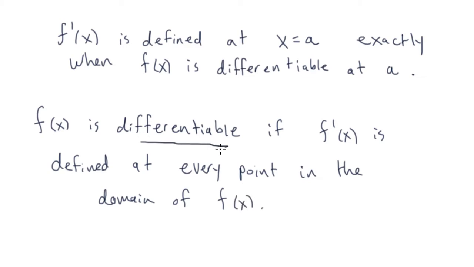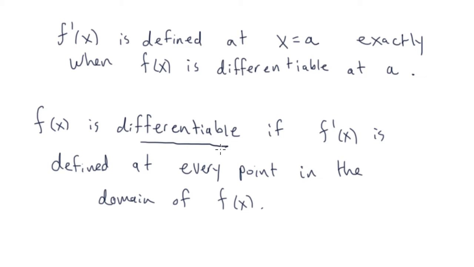So this is very similar to our conversation about a continuous function. So a function could be continuous at a point, but we also said a function was just a continuous function if it was continuous over its whole domain. Similarly here, a function is differentiable if its derivative function is defined at every point in the domain of f. Or maybe if we restrict just to some open interval, we say f is differentiable over that open interval if the derivative is defined at every point over that open interval.